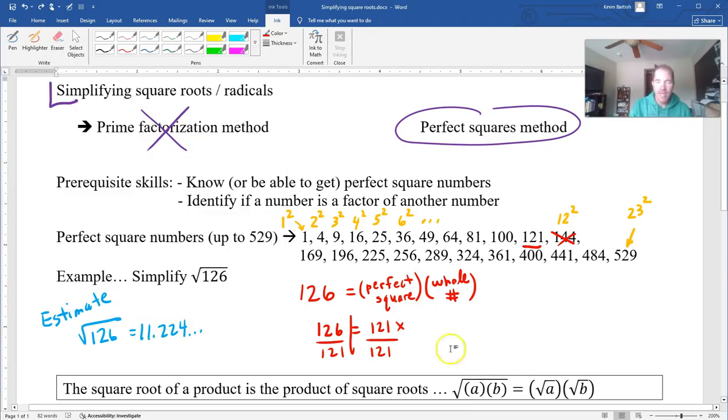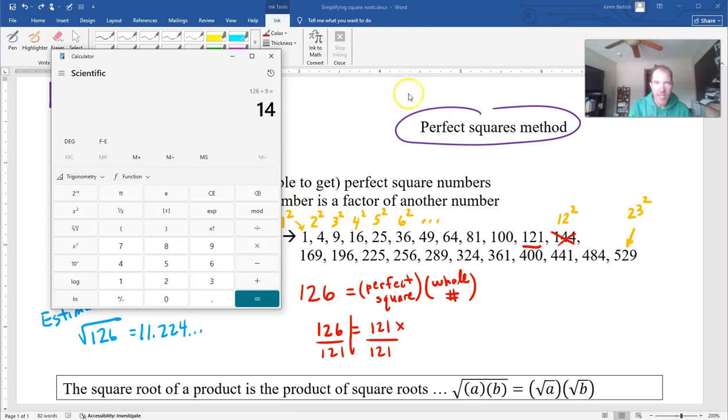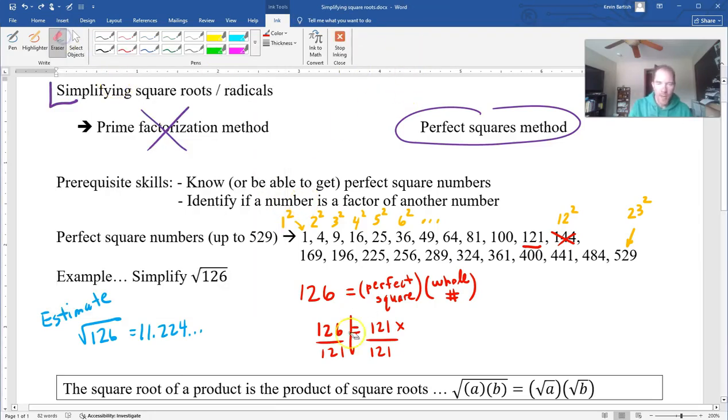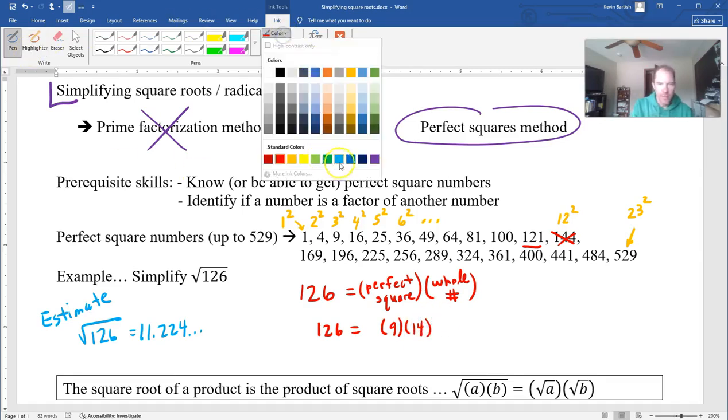So all right, it's 9, and what did it come out as? 9 times 14. So 126 is 9 times 14. All right, now remember, you're really doing the square root.